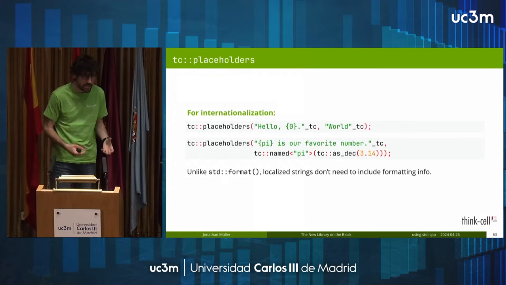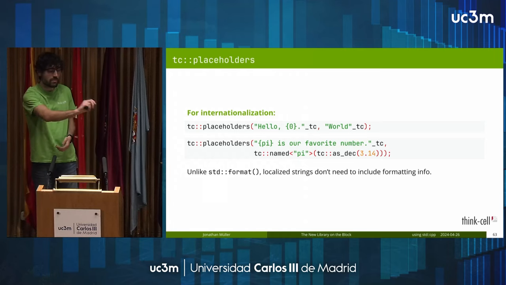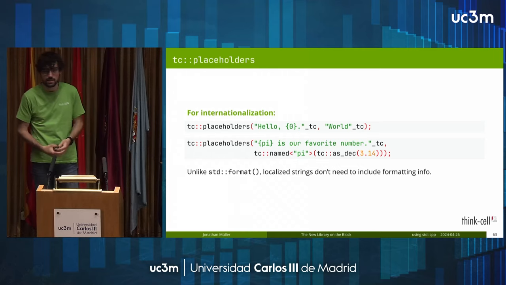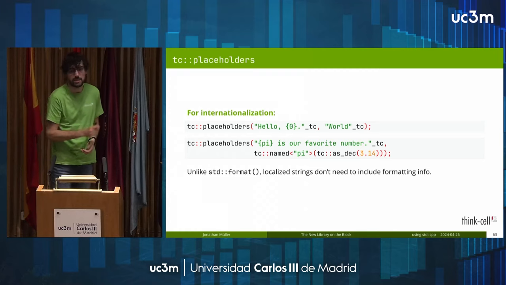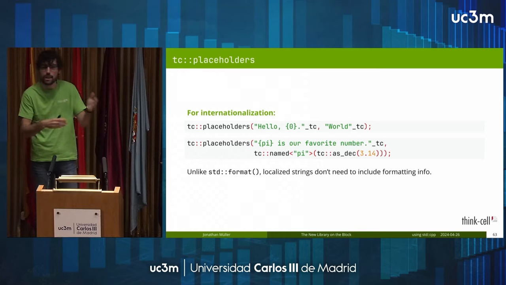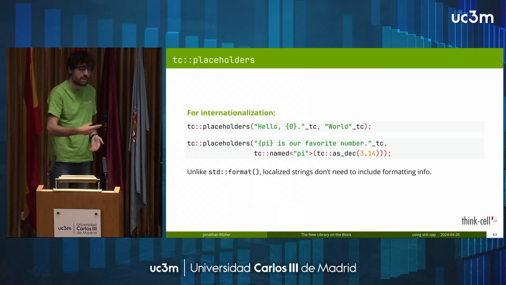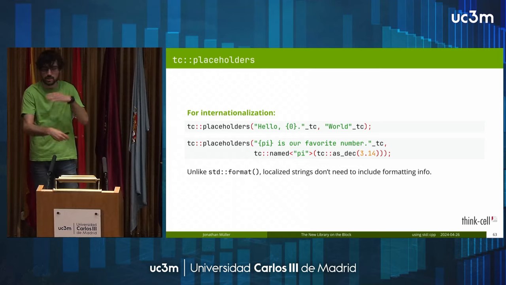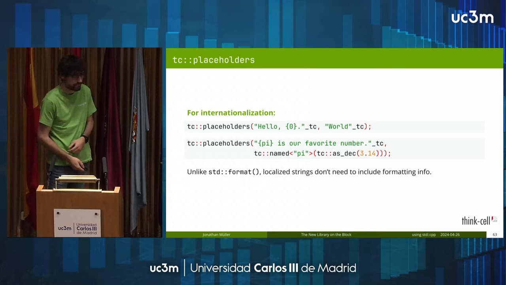Of course, for internationalization, we still want placeholders, right? So we've got tc::placeholders, which has the format style thing, and then we've got the strings in there, which we then pass to our translators to get them translated into the UI and whatnot. But unlike std::format, the placeholder doesn't do any formatting. We don't want the translators to change the position of numbers or the way they're formatted. We don't want to give them control over that. So we just give them the string and the placeholders, and then we use named placeholders to make it really clear which value is being inserted at what position, and then we use tc::named to generically name it.